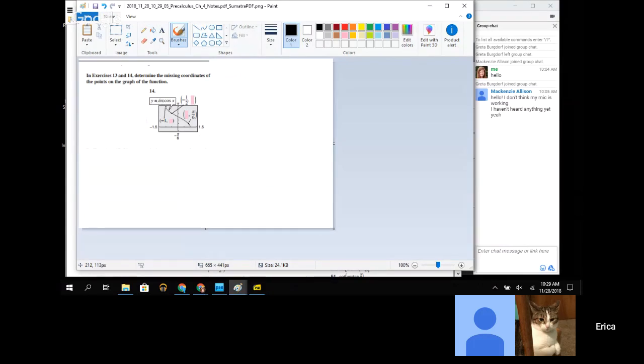Okay, so it says, find the missing coordinates of the graph, and you'll see that this is a graph of the arc cosine of x. What they want me to do is to find the values that are on this graph. And how I'm going to do that is I'm going to use my unit circle.